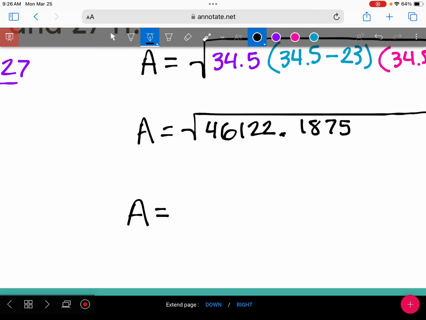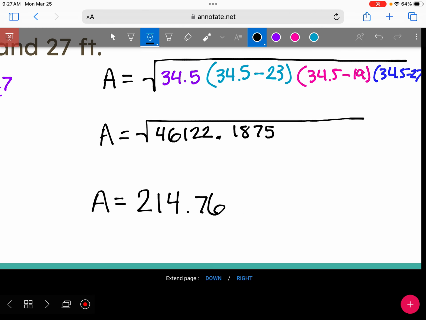So our area, how are we going to use a calculator? Your phone is literally sitting next to a calculator. It is less than an inch away. Yeah, not on the tests. So our area is going to be 214.76 square feet.